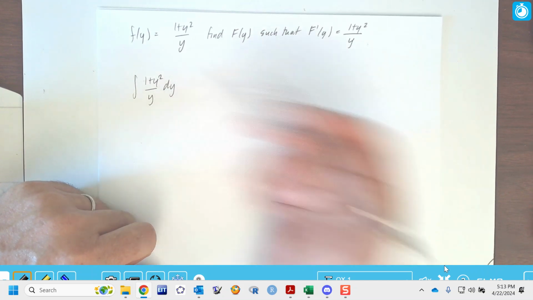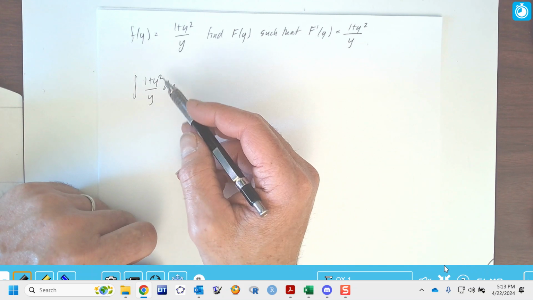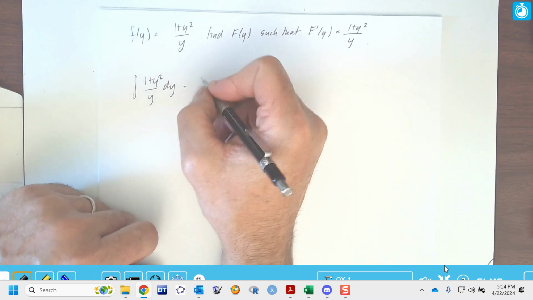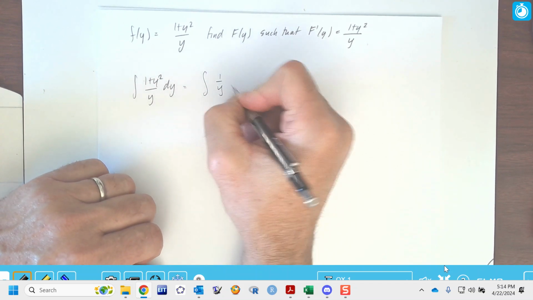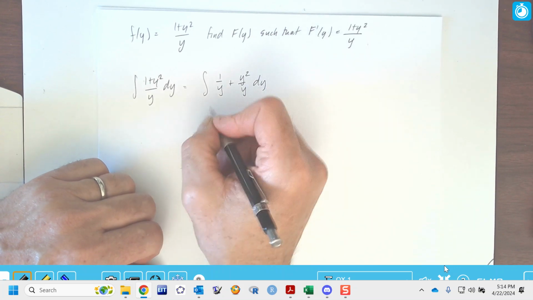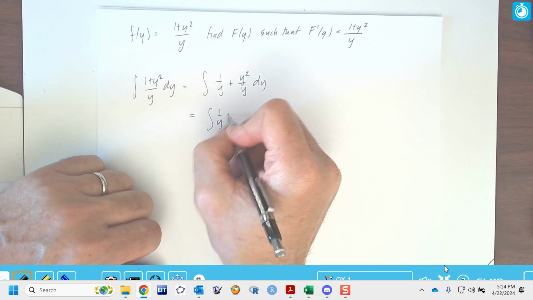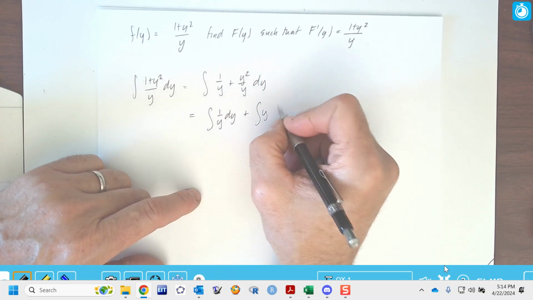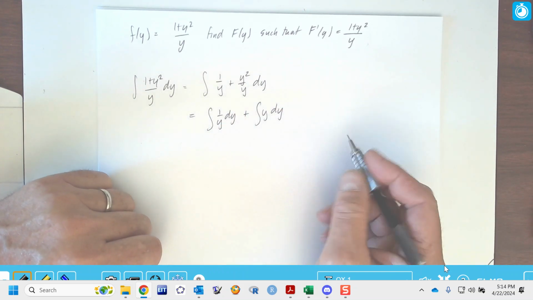At first glance, you're like, well, I have no idea, right? Because I don't know any function off the top of my head that looks like this. But this is one of these where if we rewrote it a little bit, it might be easier. We could rewrite it as 1 over y plus y squared over y dy, which we then could write as the integral of 1 over y dy plus y squared over y. Well, that's just y dy.